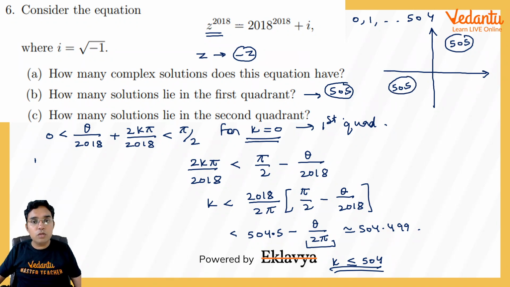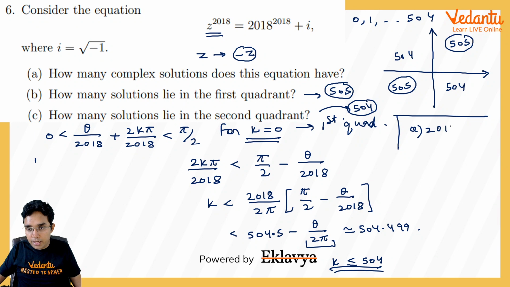But total solutions are 2018. So what is remaining? Because 1010 we have already covered. So here the remaining solutions are 1008, out of which half will be here and half will be here. Because once again, if you have any solutions in the second quadrant and you put a minus sign in front of it, you will get this into the fourth quadrant. So 504 solutions here, 504 solutions here. So the final answer for this question is like this. If you want to write in that order, for the A part the answer is 2018, for the B part the answer is 505, and for the C part it is 504.